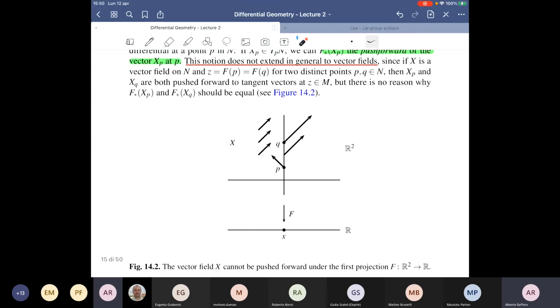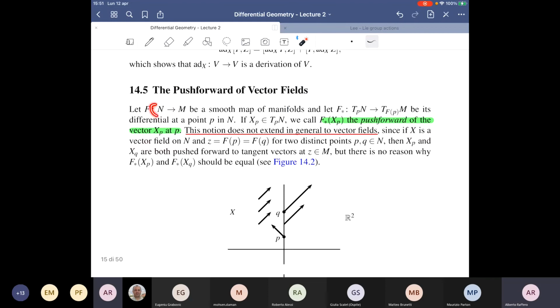So in general, what you know is that X is a vector field on the manifold you have in the domain. And if it happens that, for instance, two different points of your manifold N are mapped to the same point of M by F, well, there is no reason why the image of X at the two distinct points has to be the same once you do the push forward, so once you do the differential.